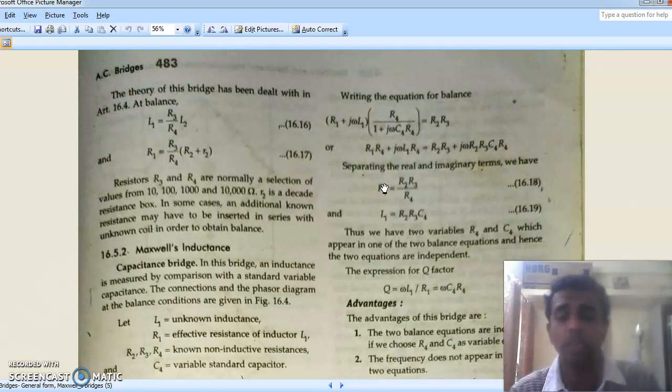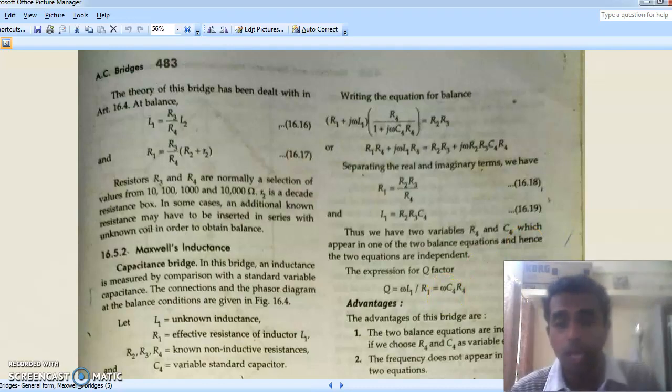And one more advantage is that we can find the quality factor, or Q factor, of the inductance or the coil. That is nothing but XL by R. So XL is nothing but omega L1, the inductance L1 that we have determined, and R is nothing but R1. So omega L1 by R1 is the quality factor of the unknown inductance, the unknown coil. And if I substitute for L1 from this equation and for R1 from this equation, I'll get omega C4 R4. So we are getting the quality factor in terms of the two variable quantities, where omega is the angular frequency.